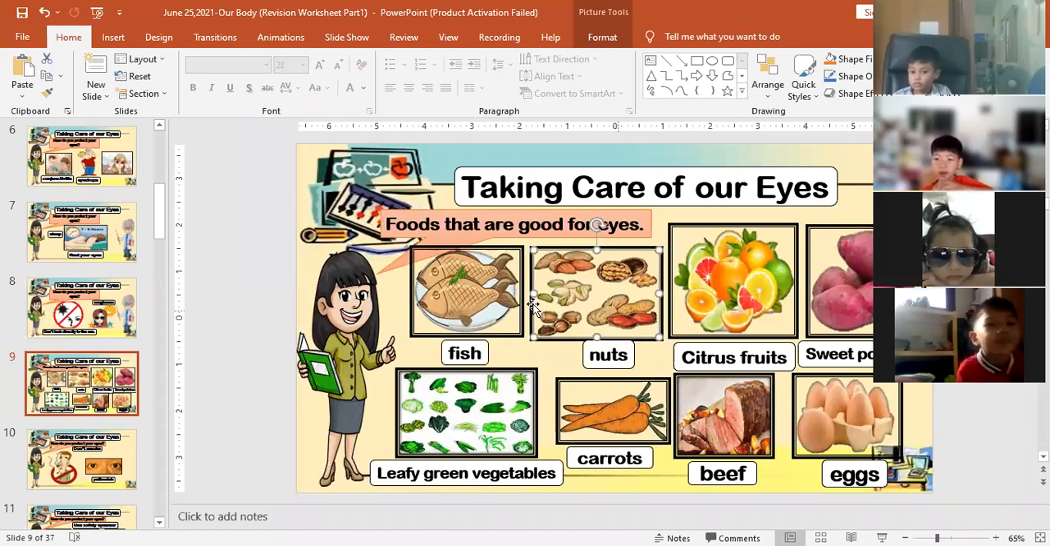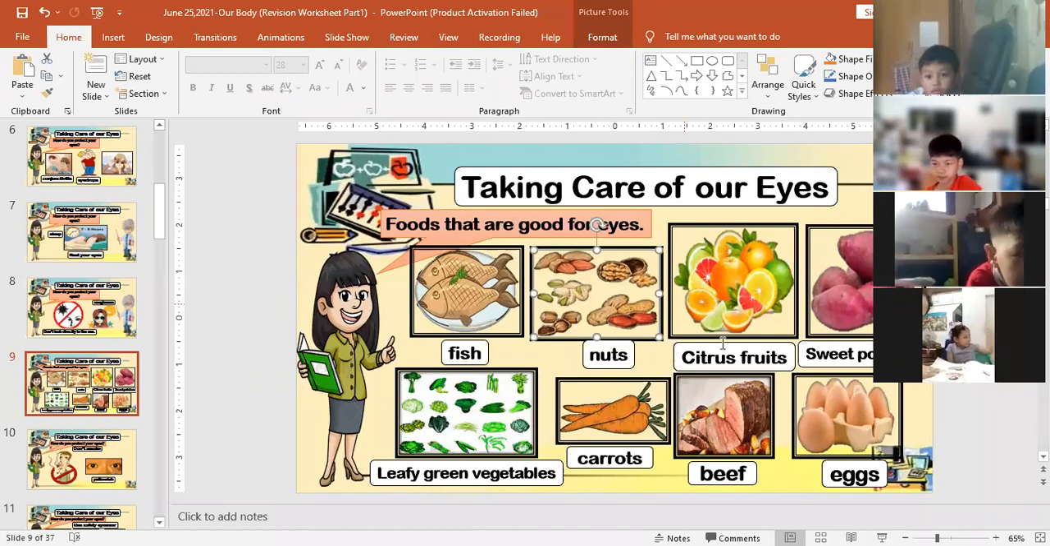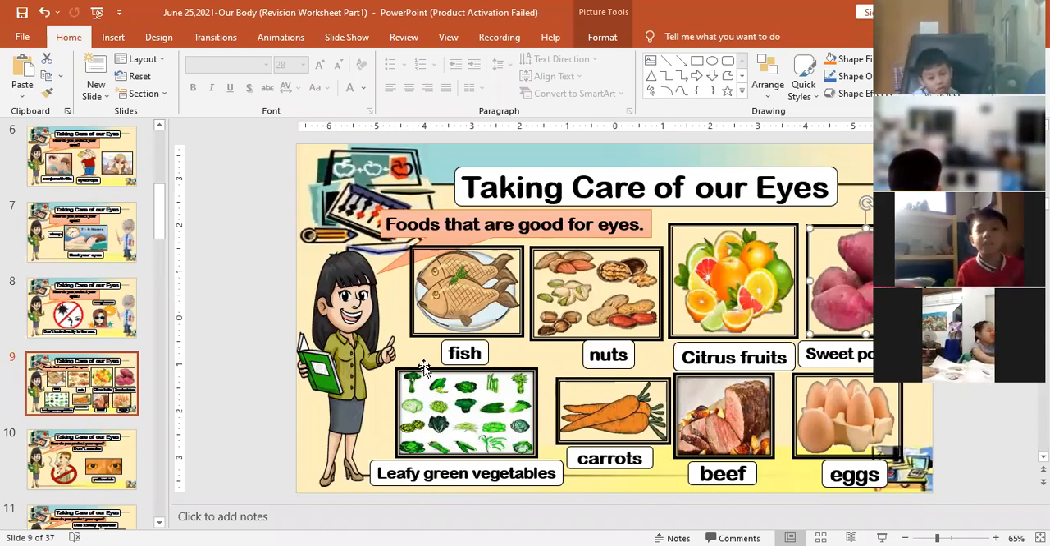Another one, we have nuts. For example, we have peanut. We also have citrus fruits. For example, lemon and orange. We also have sweet potatoes. Do you also eat sweet potatoes? Where is North? Oh, North, do you know this one? Do you eat this one? Yes or no? Okay, how about this one?